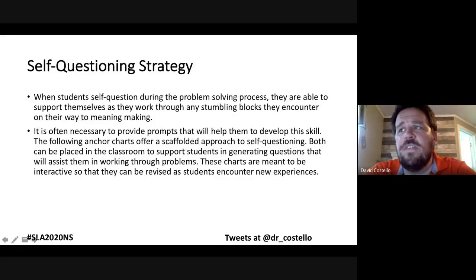during the problem-solving process, they are able to support themselves as they work through any stumbling blocks. But sometimes we need to provide support into, and like Jansen said, into developing these self-questioning skills. So what I'm going to show you are two anchor charts that I've used before. And these charts were interactive, that they were kind of tweaked as we went on. It just wasn't something crafted by the teacher, but it was something crafted in collaboration with the teacher and a student, and they built it together.